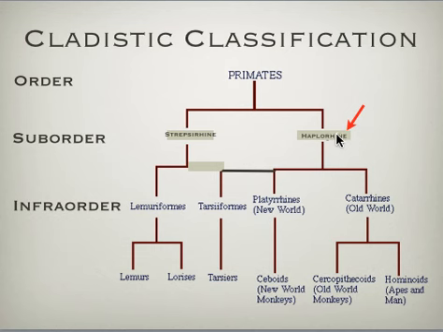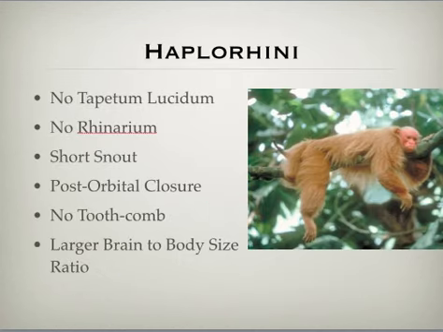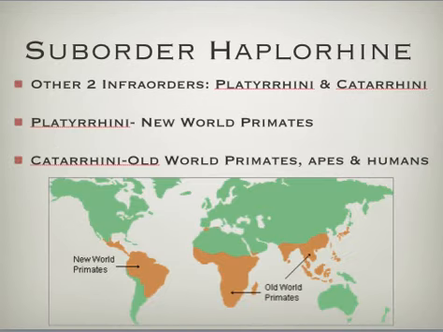We're going to hop over to this suborder of haplorhines. Haplorhines have no tapetum lucidum, they have no rhinarium, and they have a short snout. And they have a postorbital closure instead of postorbital bar. And are generally smarter. They have larger brain to body size ratios.